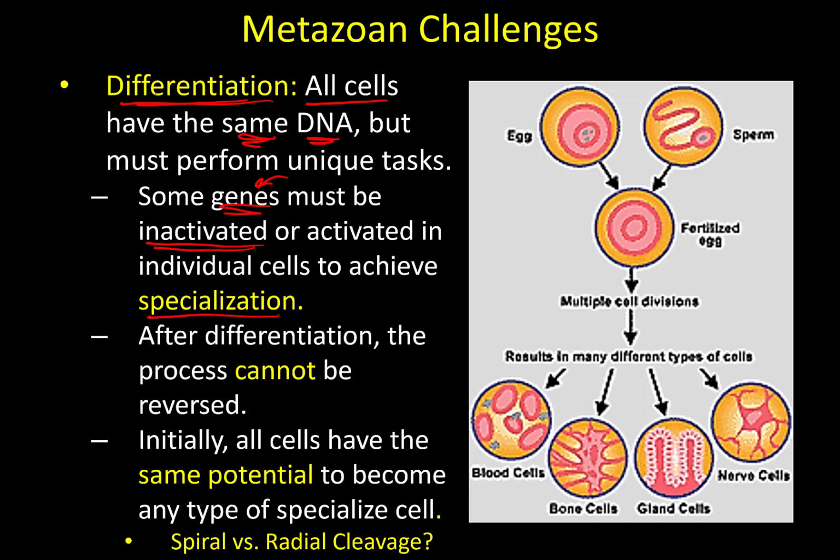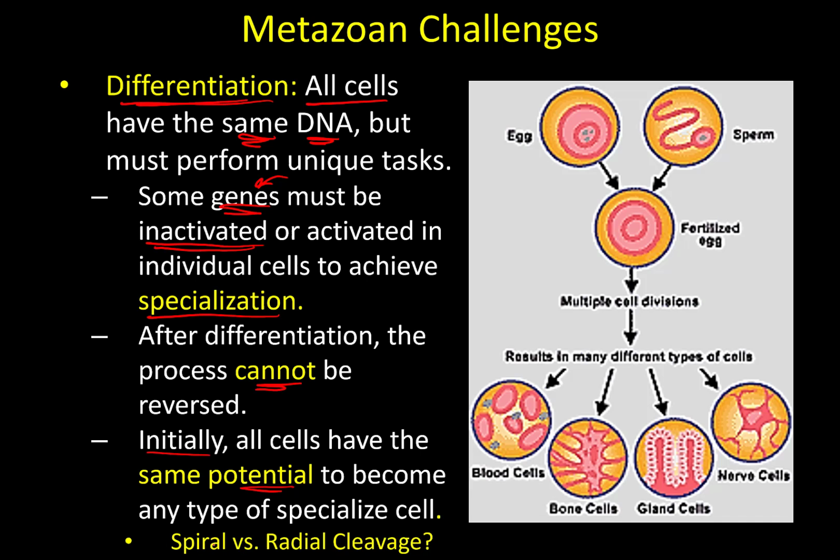Now, after differentiation, your process cannot be reversed. Your cell is specialized forever. After it's become specialized, it stays that way. Now, early in development, initially, all cells have the same potential to become any type of specialized cell.